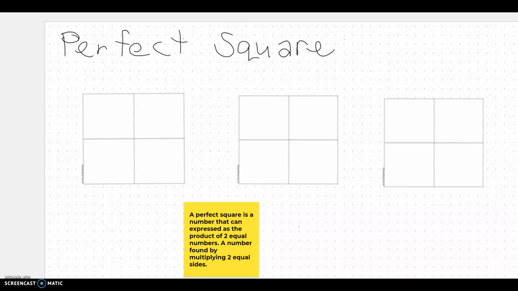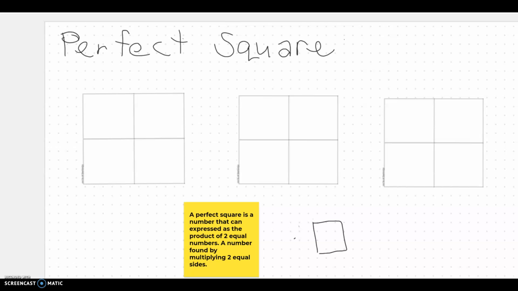A perfect square is a number that can be expressed as the product of two equal numbers, or it's a number that's found by multiplying two equal sides. So if you know that the definition of a square means that all the sides are equal. So if I have a square, it doesn't have to be in an area model. I just have some area model boxes up here to use in just a little bit to do some bigger numbers. But a perfect square is just found when the two integers are exactly the same.